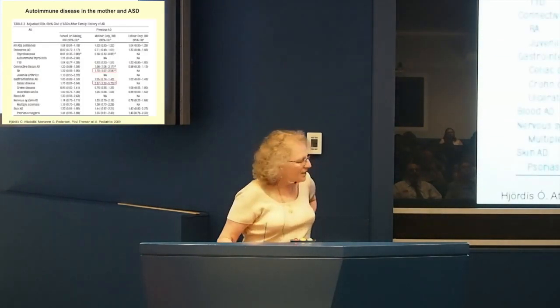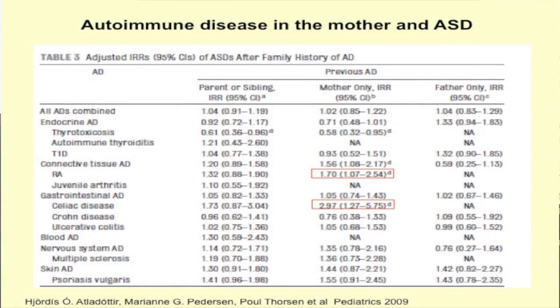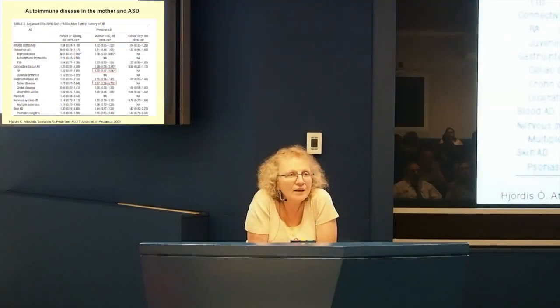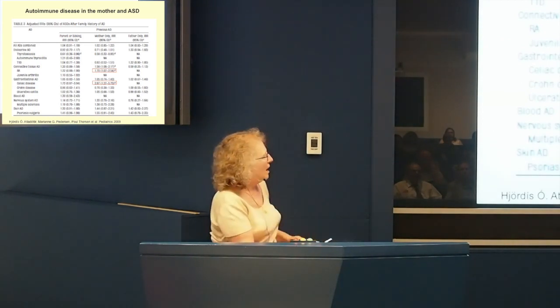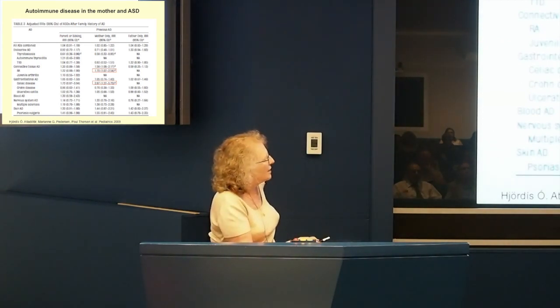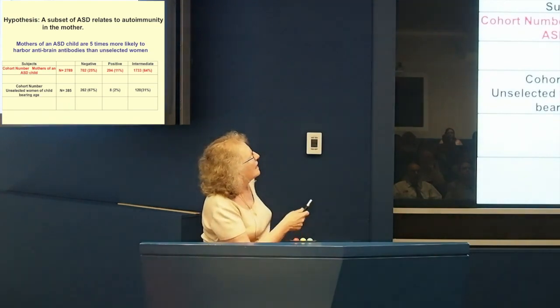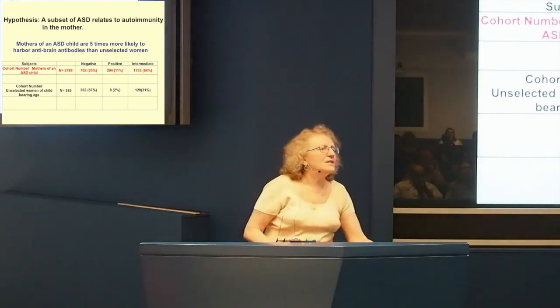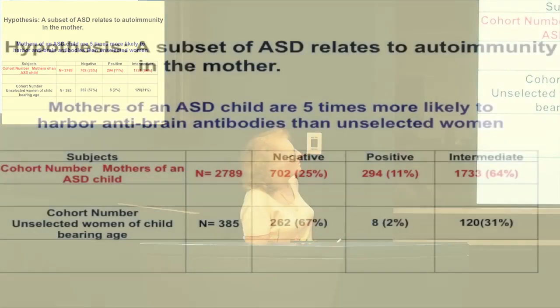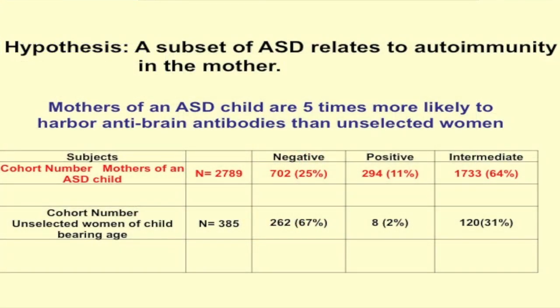There was also a study, I never remember if this is Sweden or Denmark, that showed that mothers with certain autoimmune diseases were at higher risk for having children with autism spectrum disorder. They found arthritis and celiac disease. And so we went to ask the question whether a subset of autism spectrum disorder relates to autoimmunity in the mother.